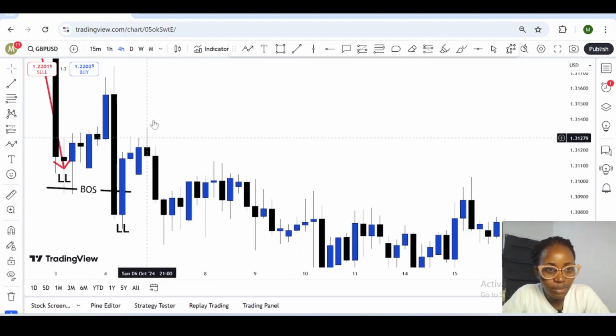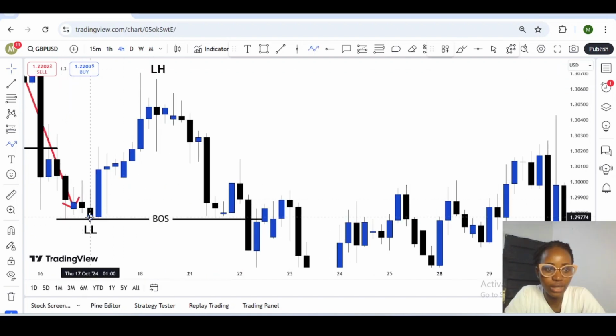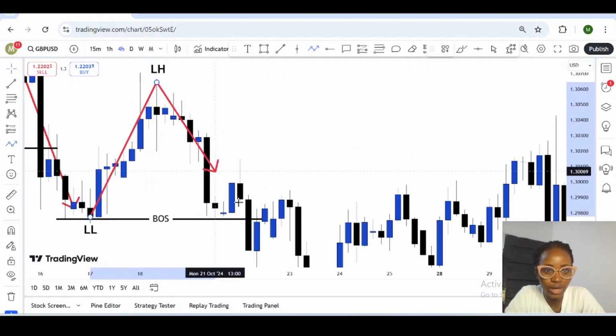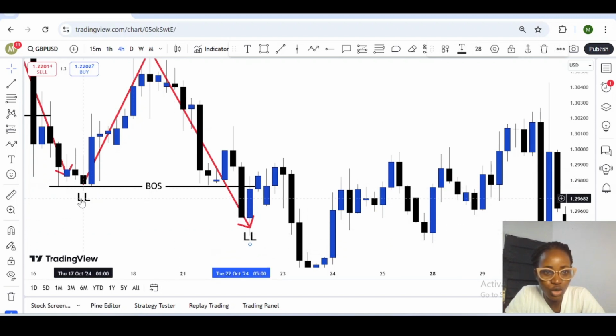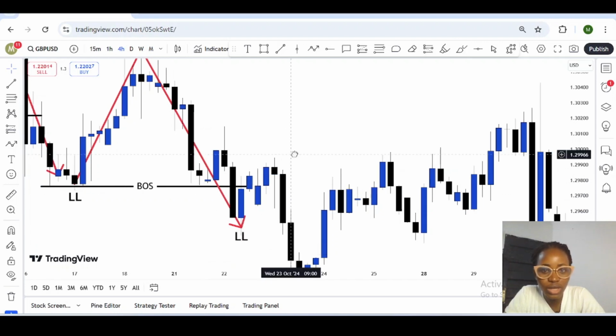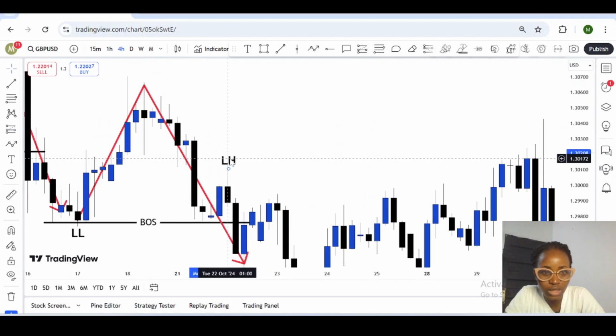Price retraced in, dished out a new, let me bring this here. So from here we had a pullback, and from here we had a continuation leg to the downside here, where price rejected to give us a pullback, right? So here becomes our new lower low. We are considering this our new lower low because it has broken out of the previous lower low by giving us a break of structure here, right? So we have a break of structure here, and here becomes our recent lower low.